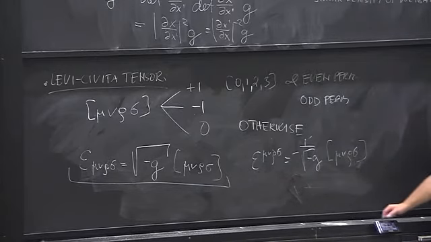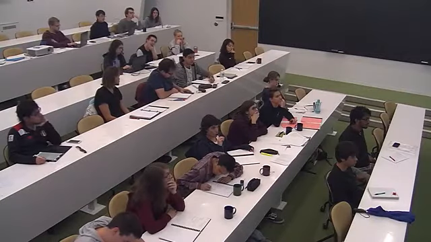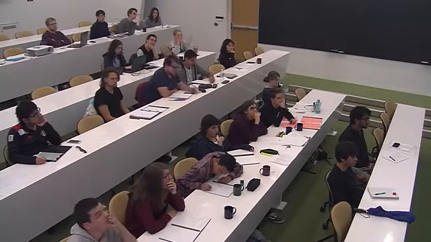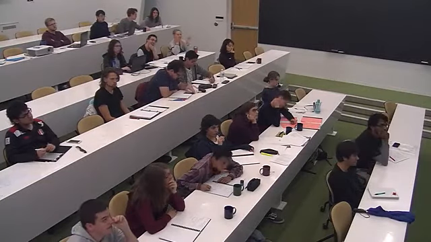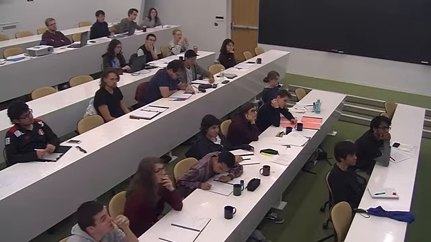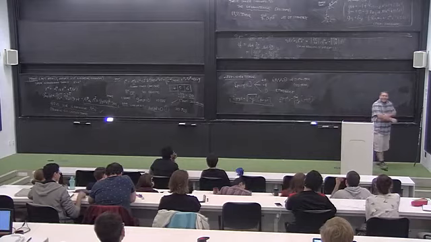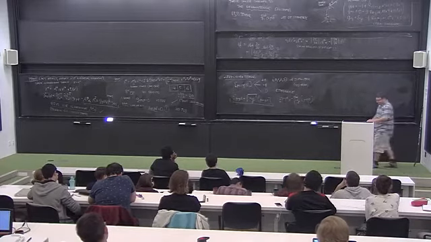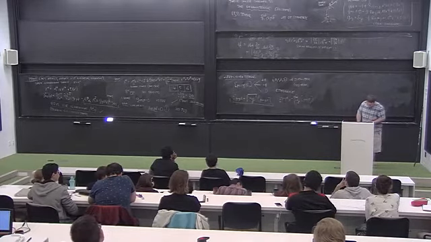Yeah? Why would this object, which is just ±1, transform as a tensor? Ah, so you want me to prove this? I don't really see how it would transform. Okay, I was worried about that. I wanted to skip the derivation of this, but okay, let me do it then.